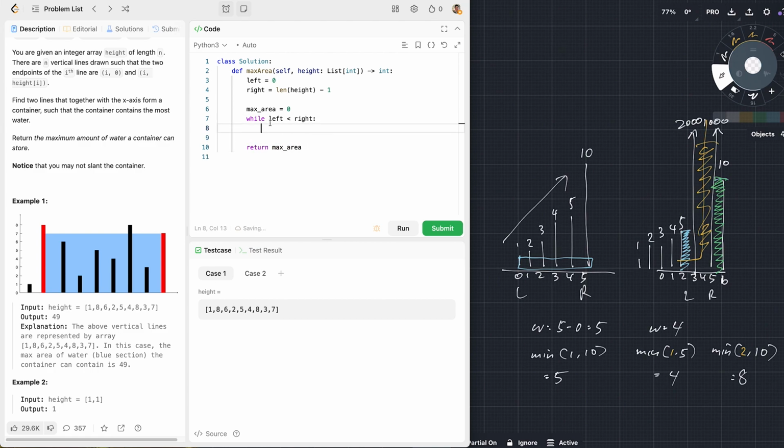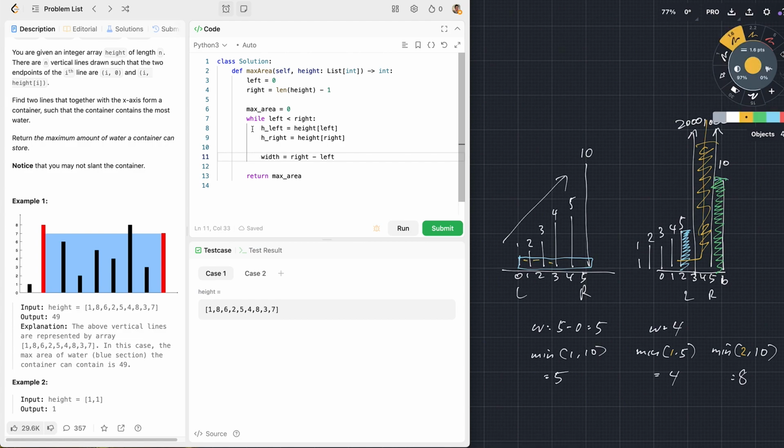And, val height left is height at this left. Height right is height at this right. Okay. And then what's the current area? So the current width is right minus left. Right, so as an example, we have the 0 to 5 here. 5 minus 0 is 5. And we want to ensure this is 1, 2, 3, 4, 5. 5 width, right? So that's the width.